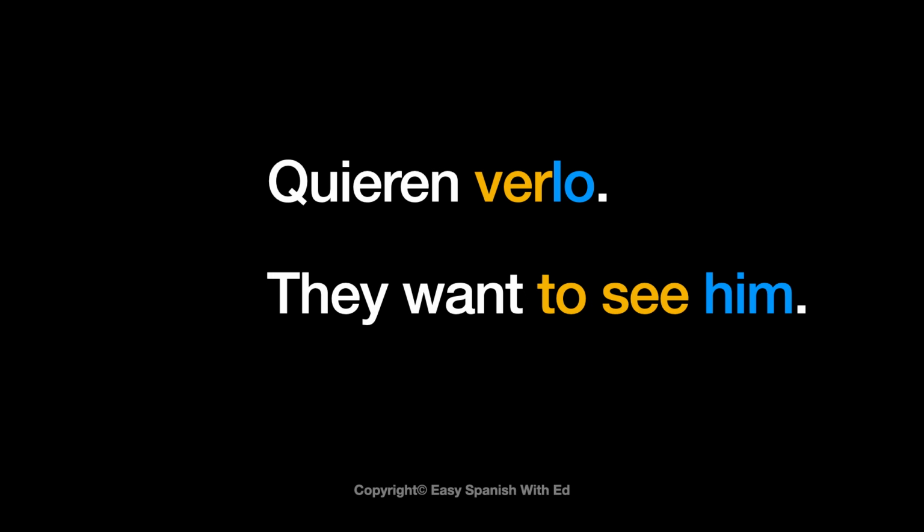How would you say they want to see him in Spanish? It would be quieren verlo. They want to see him. The object of this sentence is him. It's a direct object since he would receive the action directly. There's no middleman, there's nothing being exchanged in the sentence. So we use the corresponding direct object pronoun, which is lo.